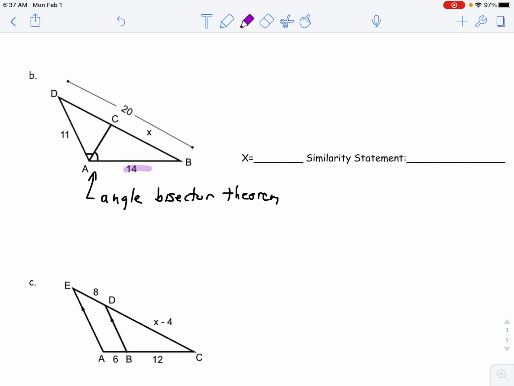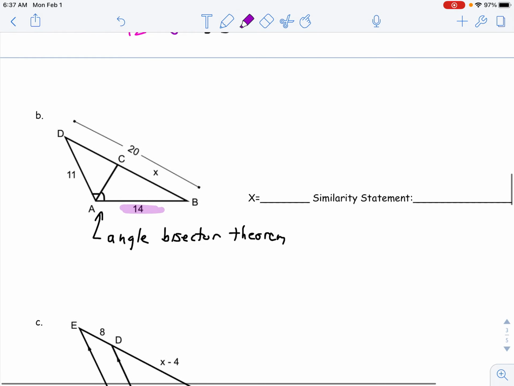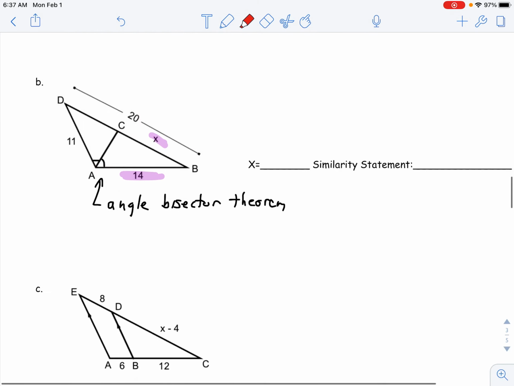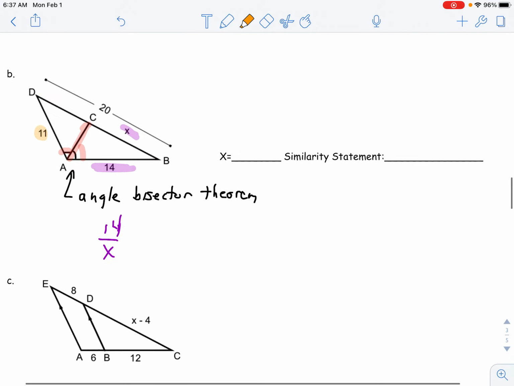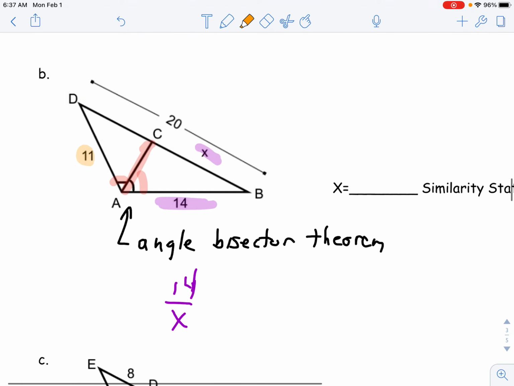So really what this is saying, well, I can relate 14 and x, all right? Because this angle bisector, not to get too nerdy, but this angle bisector splits up sides proportionally. So I can say, well, I'm going to take 14 and relate it to x. Well, then that's going to correspond to 11 plus DC. Now, what the heck is DC over here?